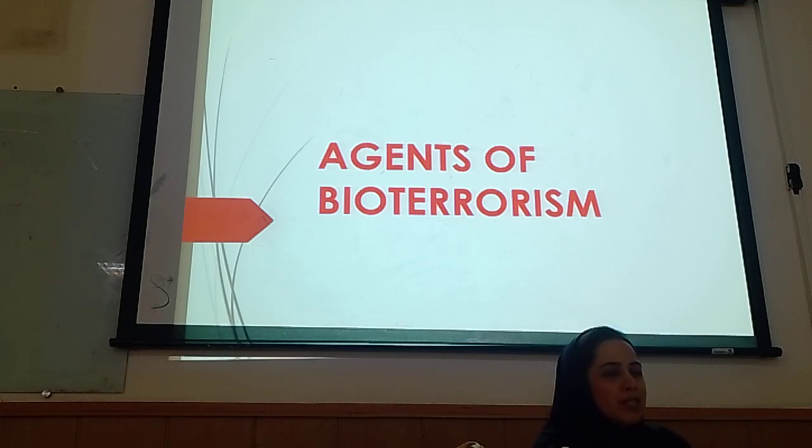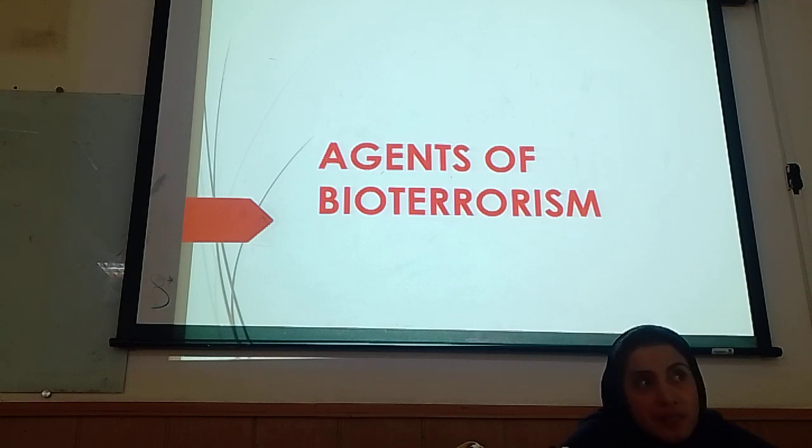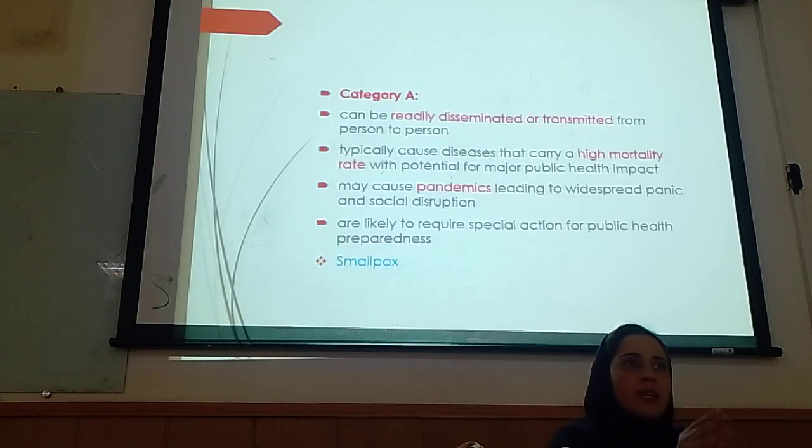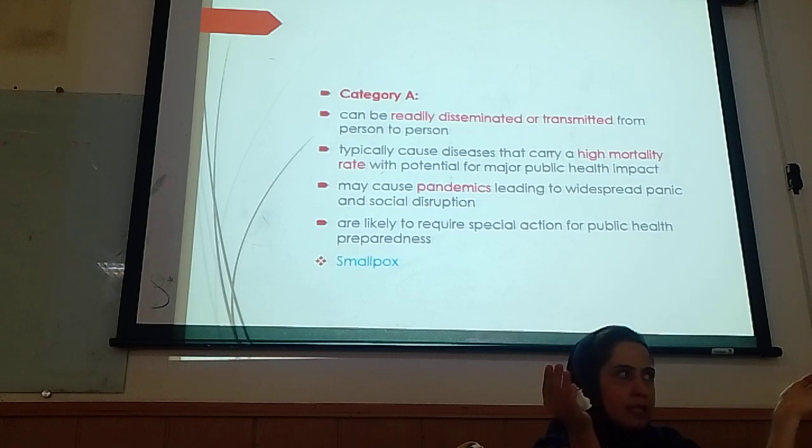Okay, bioterrorism. What is bioterrorism? Use of agents to kill people. Yeah, kill a large number of people. We have different kinds of microbial agents in bioterrorism. We have different categories. Category A, B, and C.